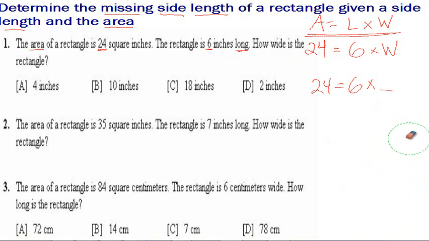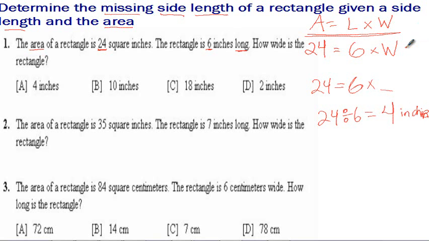So here what you have to do is divide these numbers. You have 24 divided by 6 equals our answer, and that's 4. 4 inches. So here it's not 4 inches squared. Why? Because it's only the one side. Now, let me show you.